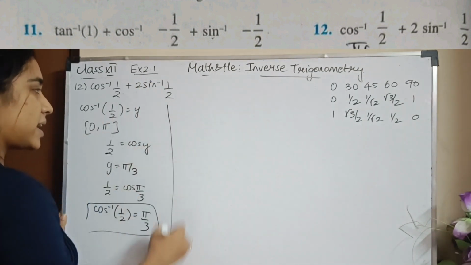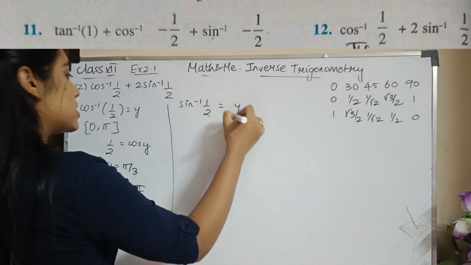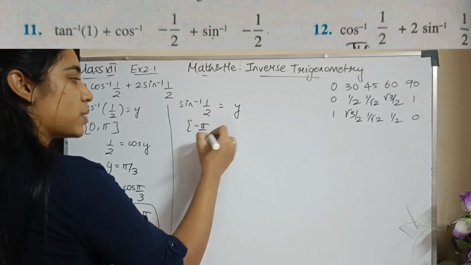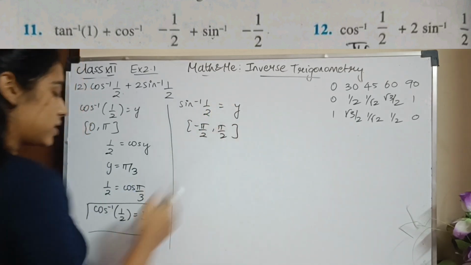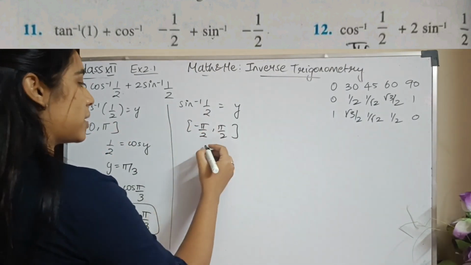Second value is sine inverse of 1 by 2. So sine inverse of 1 by 2 equals y. What is my range? Minus pi by 2 to pi by 2. Make sure that the value lies in the range. Okay, so in that minus pi by 2, pi by 2.